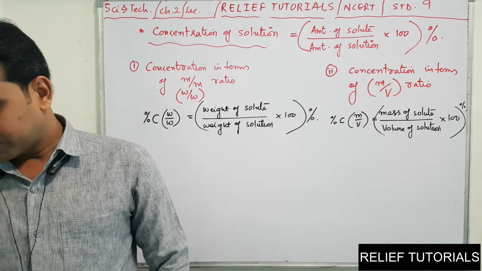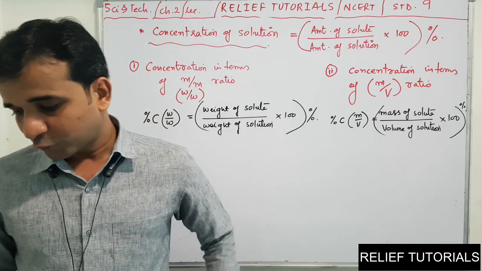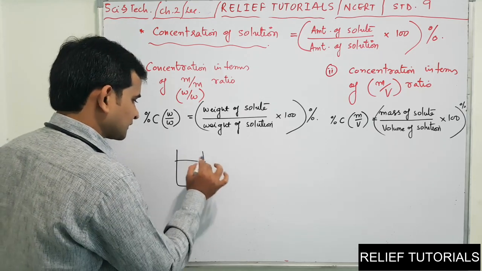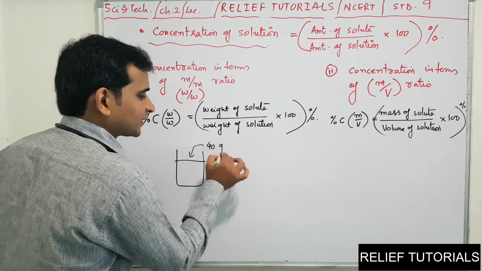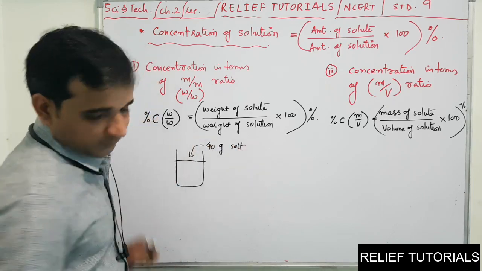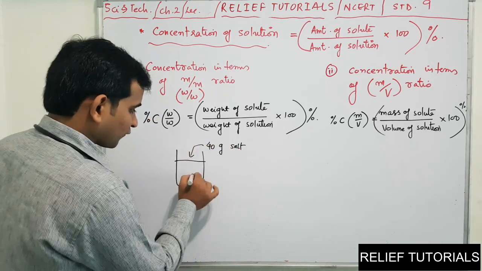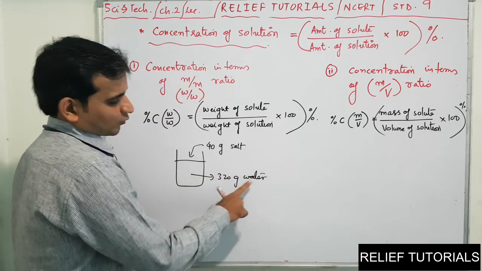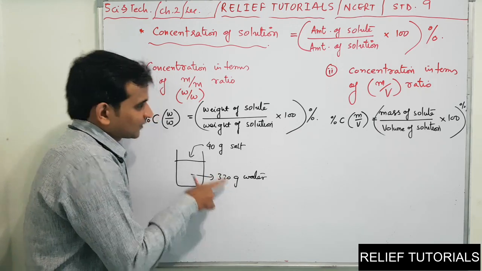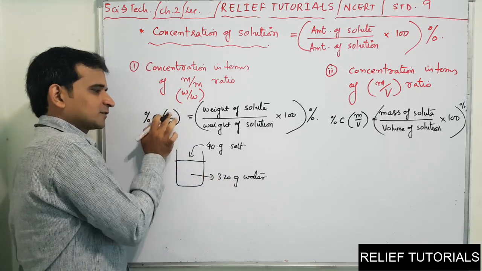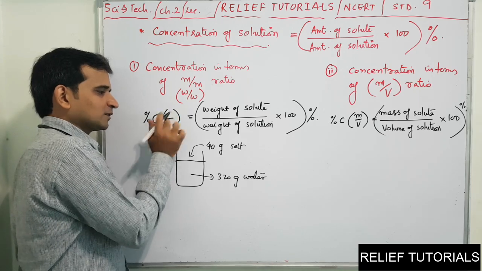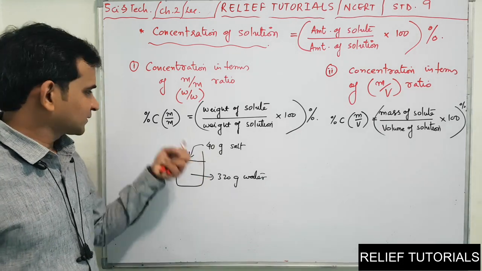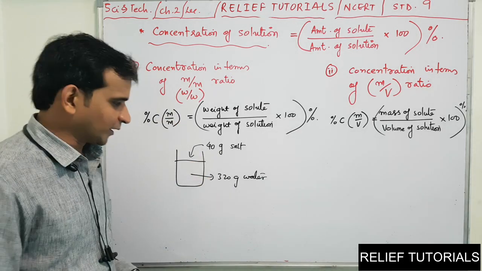Let me read that. Example 2.1: a solution contains 40 gram of common salt, 40 gram of salt in 320 gram of water. So these both are in terms of mass. So it is mass by mass, or we can say here, let me remove this W, let me write mass, to avoid the confusion. So it's a mass by mass type of concentration to be calculated.